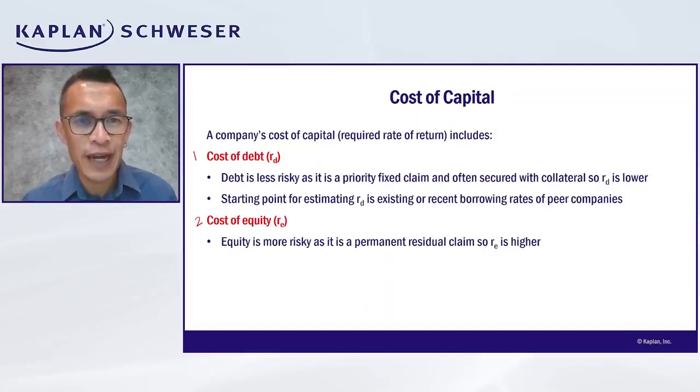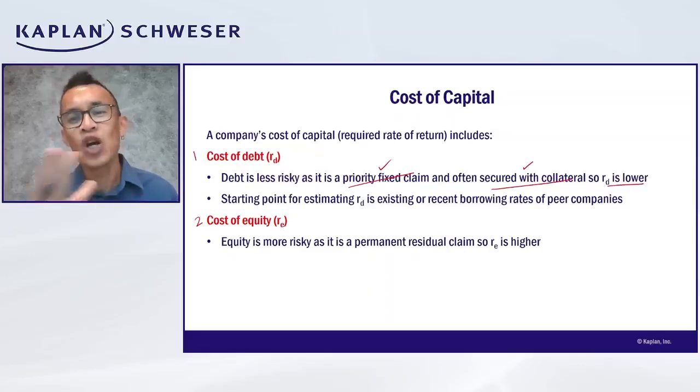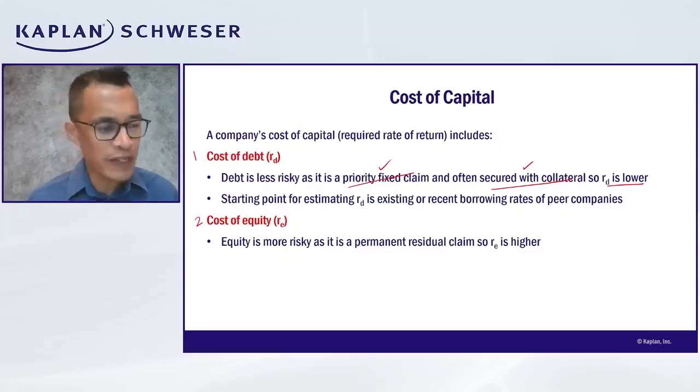If you look at debt, you can see 2 things. There's a priority fixed claim, and it's often secured with collateral. So those 2 factors would lower the risk and therefore allow for a lower cost of debt.